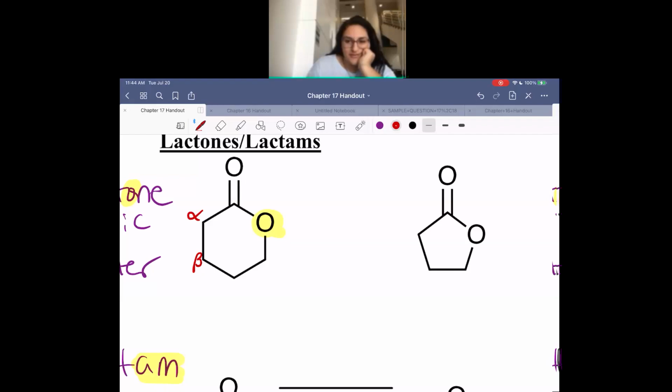It's like an upside down fishy. Gamma. And then last but not least, we have delta. So alpha, beta, gamma, delta. And we're going to name this with the highest letter. So this guy is a delta, that doesn't look like a delta, lactone.